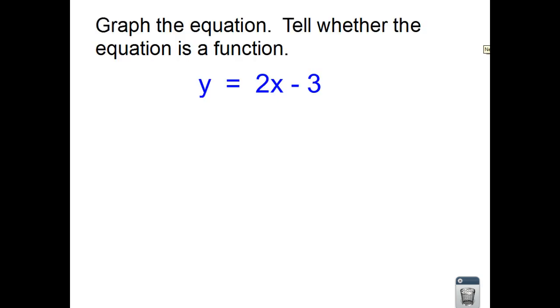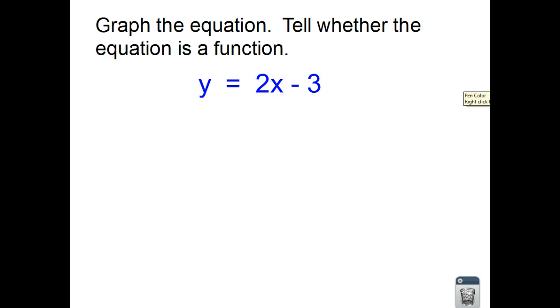Okay, pause the video, grab a piece of graph paper, and I'd like you to graph this in both ways. So use the function table and then check your work using the visual idea of the y-intercept and your slope. So pause the video.